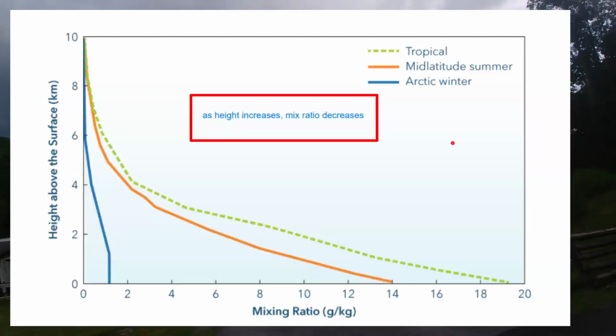So let's look at this graph to get a better understanding of what happens with mixing ratio. So we'll see over here, we have mixing ratio on the x-axis.